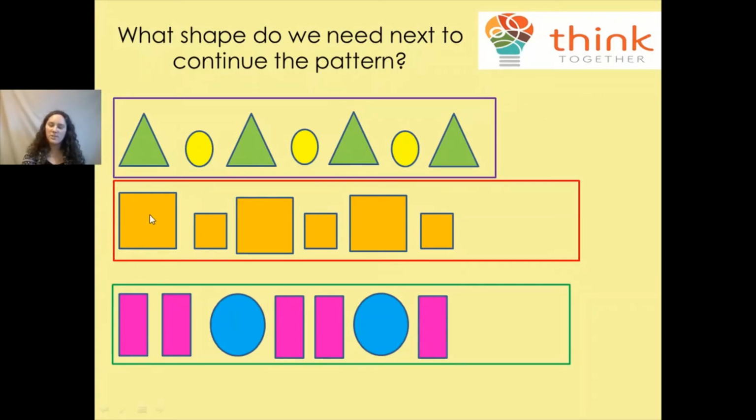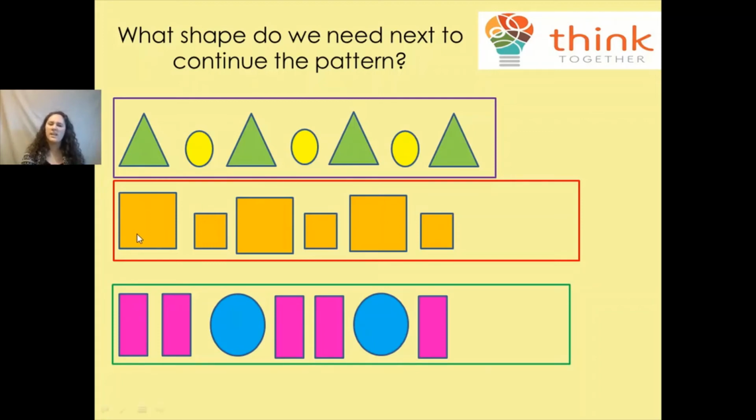What I would like you to do is say the pattern out loud to the person you are with. Then see if you can spot what the next 2 shapes and sizes would be in this pattern. Pause the video now and have a go. Have you done that? Excellent. Let's say the pattern together to find out what would come next.